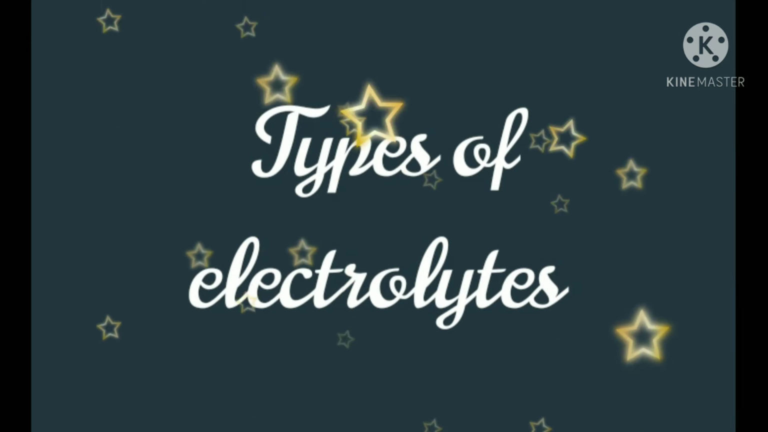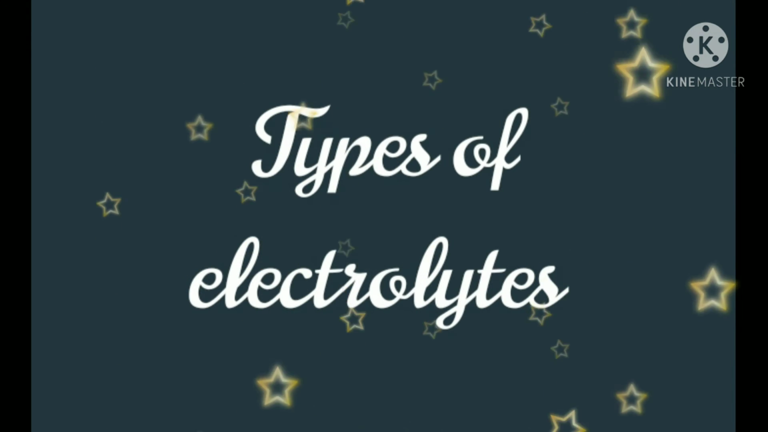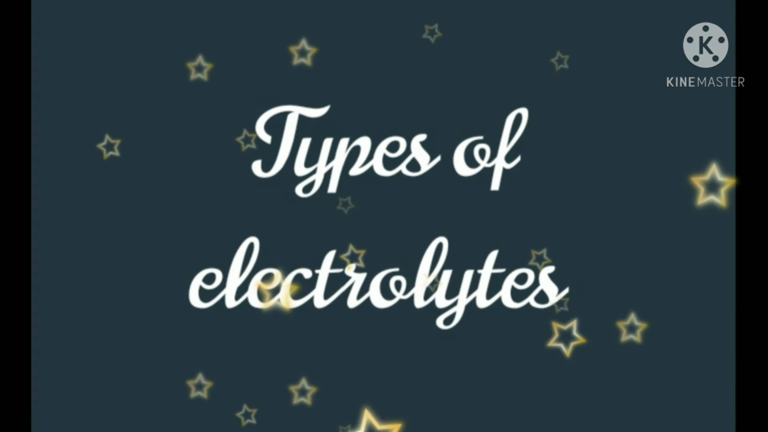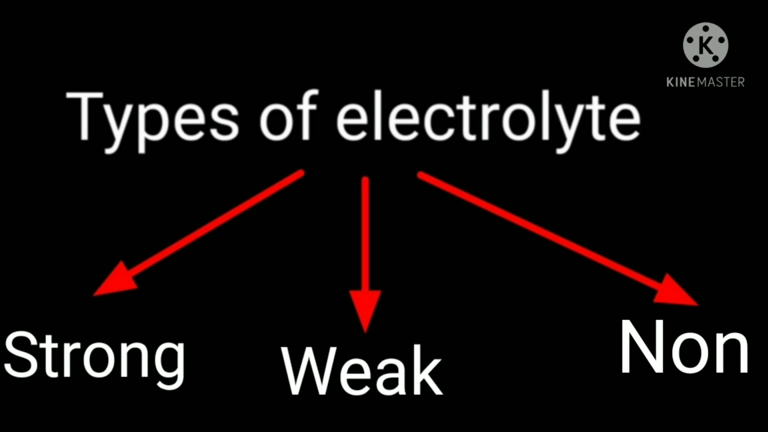In this video, we are going to learn the types of electrolytes and also electrolysis of acidified water. First, let us learn about the types of electrolyte. Electrolyte is a solution which we are taking for the electrolysis. There are three types of electrolyte. What are they? Strong electrolyte, weak electrolyte and non-electrolyte.